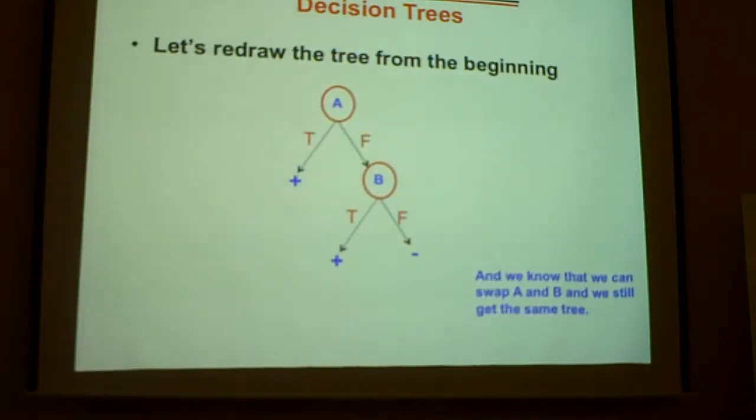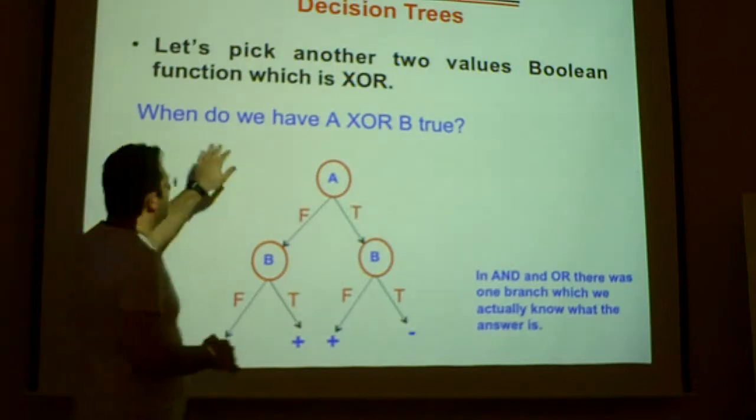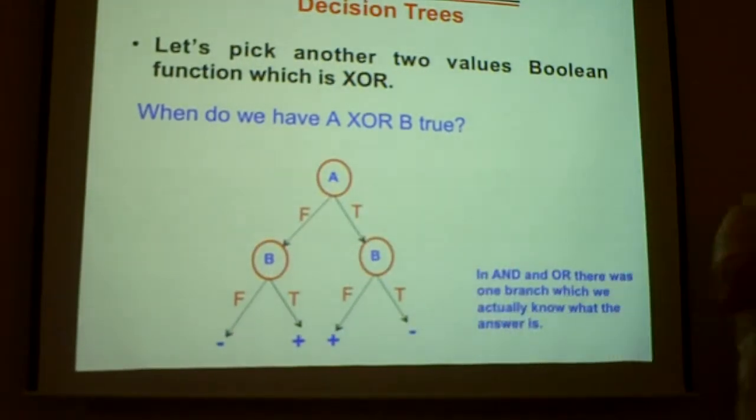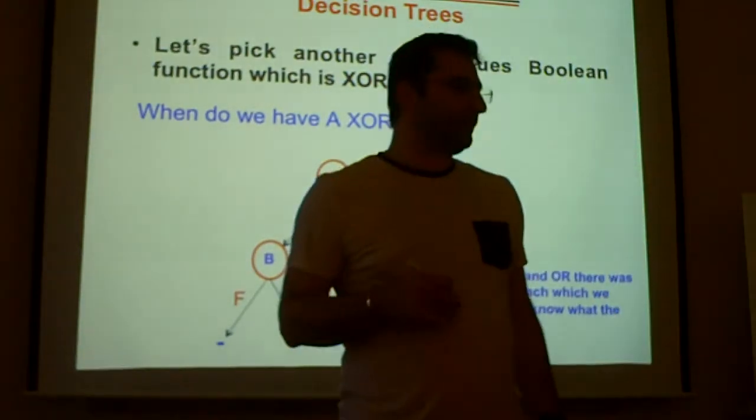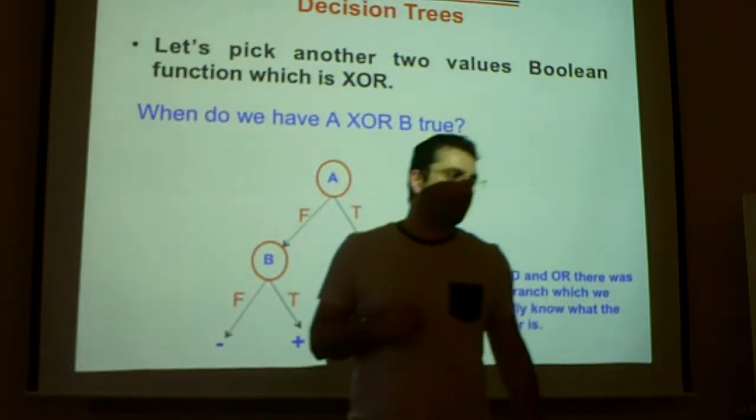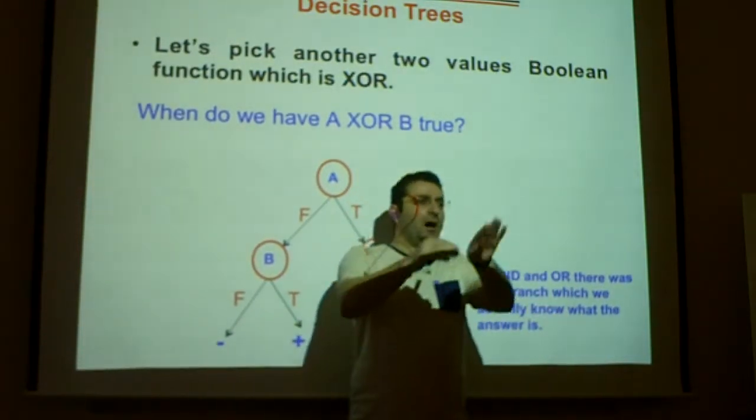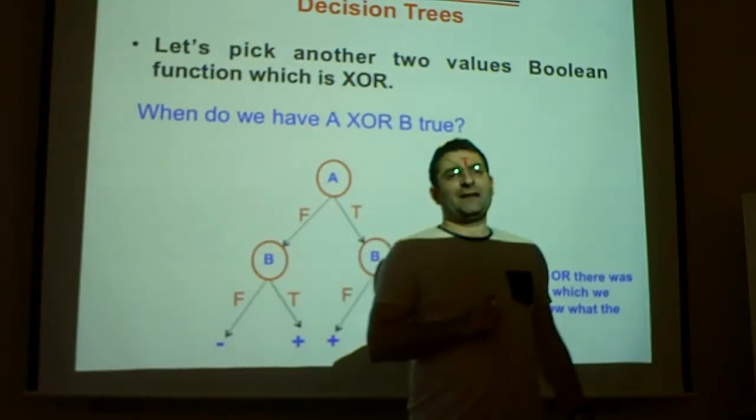Now let's continue by having a bit more complicated logic. Well, it's simple, but compared with the AND and OR, it's more complicated. And the question is that when do I have A XOR B to be true? When just one of them is true and one is false. When they are opposite of each other, I will get true. When both of them are the same, I will get false.